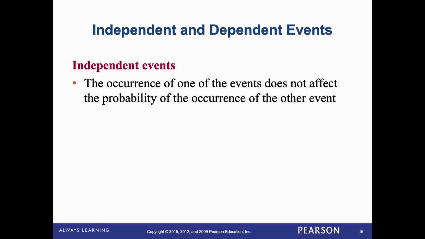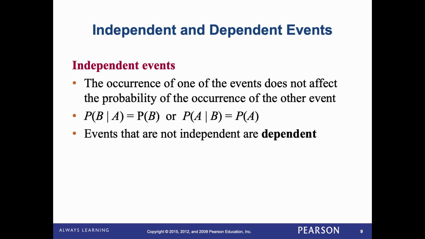Independent events. The occurrence of one of the events does not affect the probability of the occurrence of the other event. So it has no impact on each other. It's written as the probability of B, given A occurred, is just the probability of B. Or the probability of A occurring, given that B occurred, is just the probability of A occurring. So it doesn't depend on A and it doesn't depend on B. It's independent.